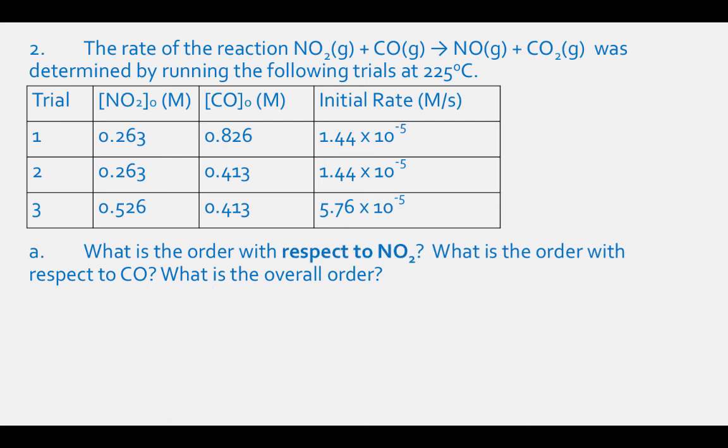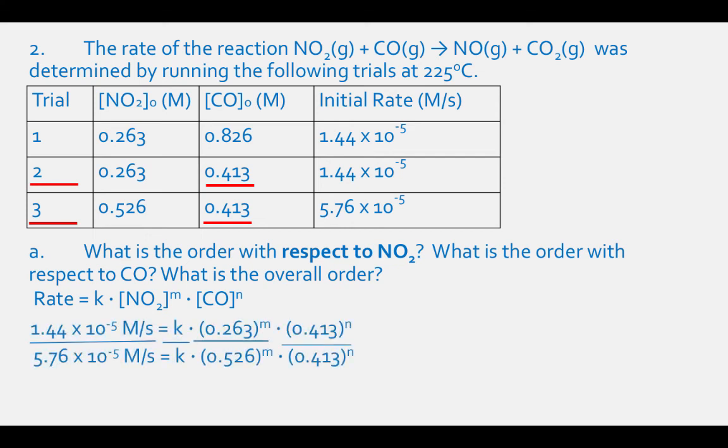In order to find the order with respect to the two different reactants, use the generic rate equation, which is rate equals K, the rate constant, times the concentration of NO2 raised to the unknown order m, times the concentration of CO raised to the unknown order n. To find the value of m, use two trials where the concentration of CO is constant. This is trials 2 and 3.